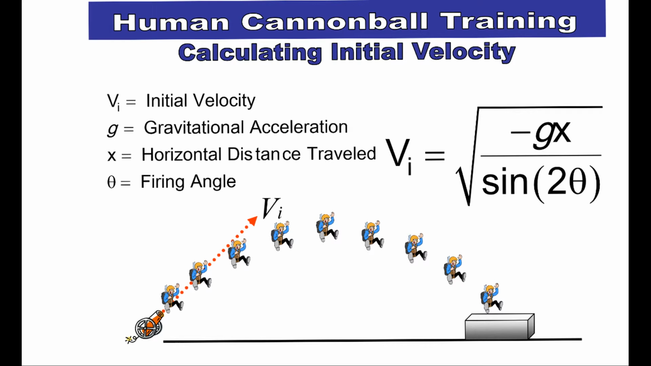So this is the equation we're going to be using here. This gives us the horizontal distance traveled, or the initial velocity needed to go a certain horizontal distance. So vi is the initial velocity they're launched with, theta is the angle, x is the horizontal distance traveled, and g is the acceleration due to gravity, and this is always going to be negative 32 feet per second squared. Horizontal distance will be in feet. Firing angle will be in degrees.